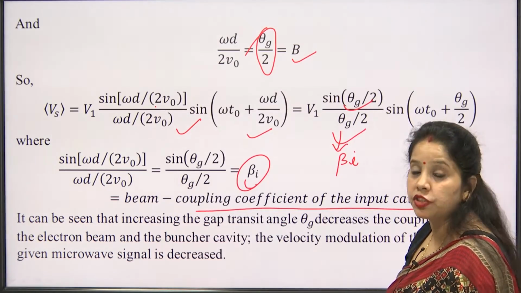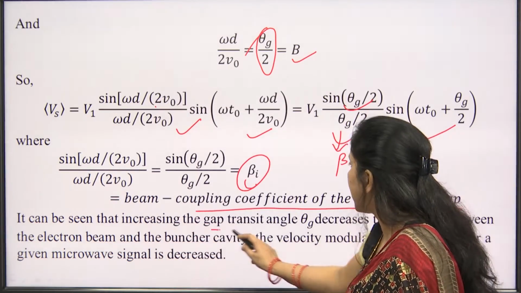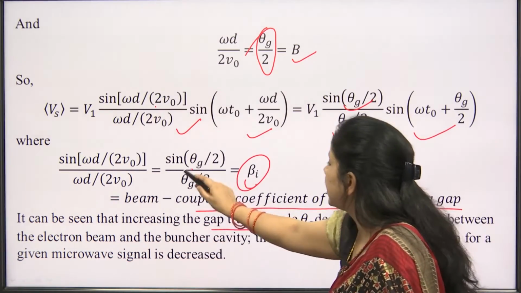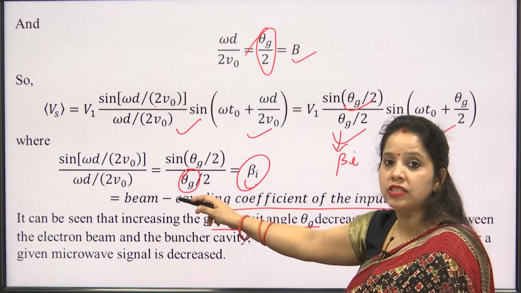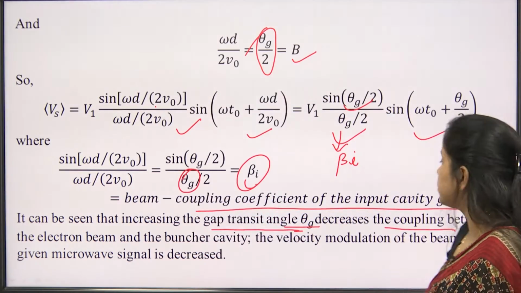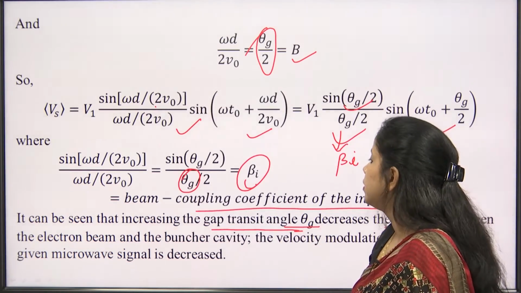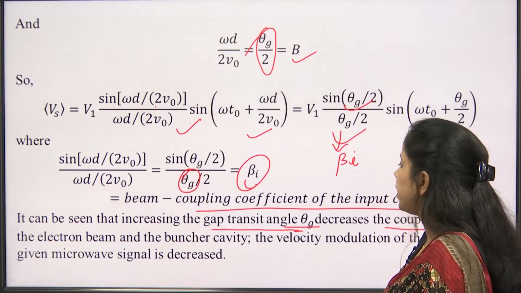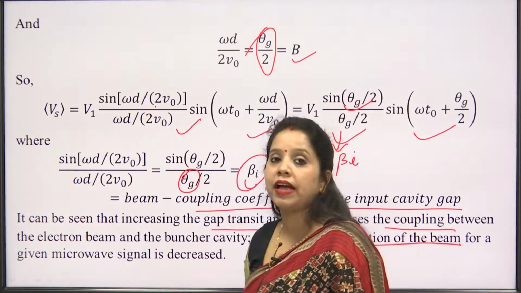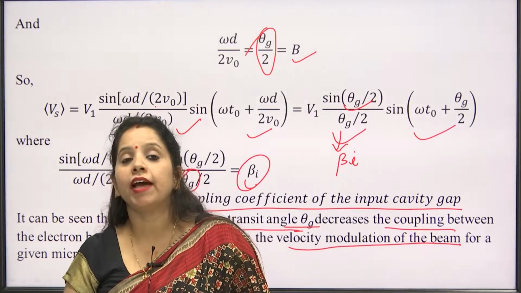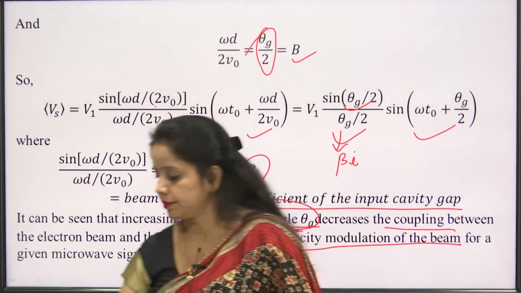And the interpretation we get out of this is that increasing the gap transit angle theta g decreases the coupling coefficient, because it is on the denominator side. So, if we increase this, of course, we decrease the coupling between the electron beam and the catcher cavity. The velocity modulation of the beam for a given microwave signal is decreased. So, we should not increase the transit gap angle.